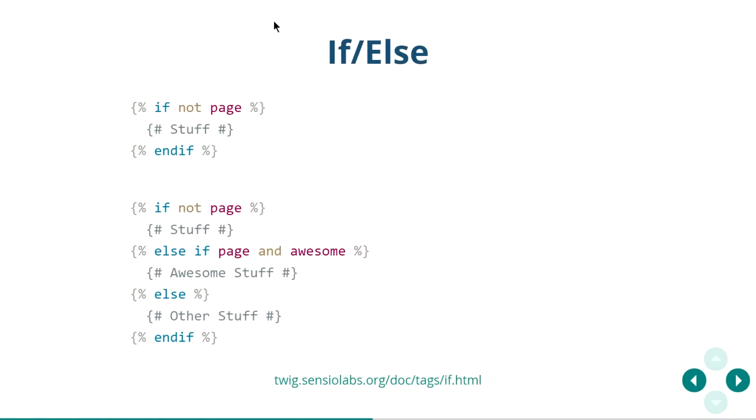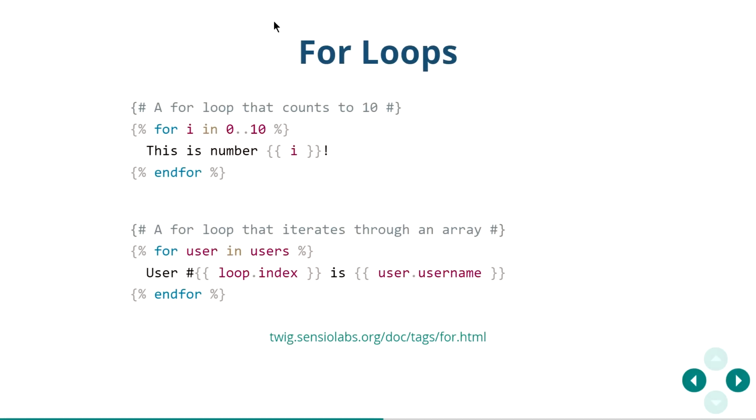If else, that looks very simple to me. I love it. There's a very simple one on the top. If not page, then do stuff. And then if not page, but else if it's a page and it's an awesome page, then I want to do awesome stuff. And otherwise, else, I'm just going to do some other thing. So that's probably the most complicated if statement you're going to usually end up seeing.